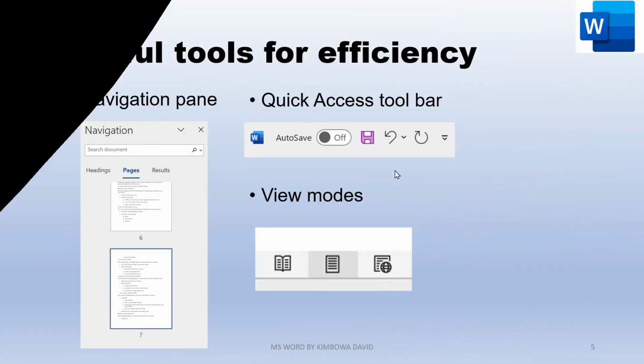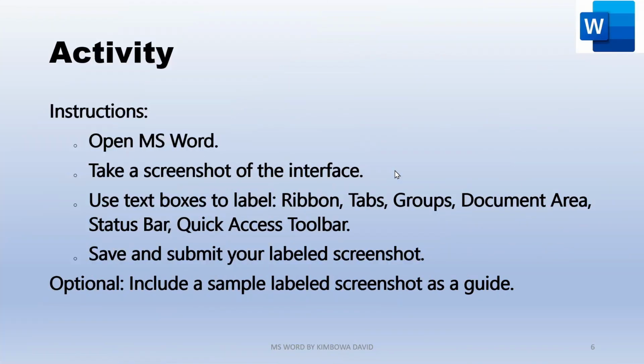And the next, go to the activity. Now the activity here is just for you to open Microsoft Word, take a screenshot of the interface. Use text boxes to label ribbon, tabs, groups, document area, status bar, quick access toolbar, and many others that you can label. We've talked about. Then save and submit your work.